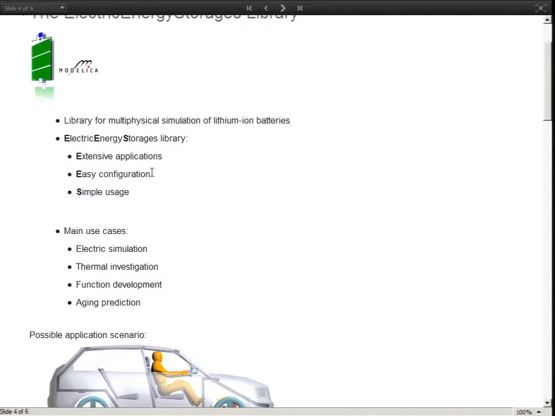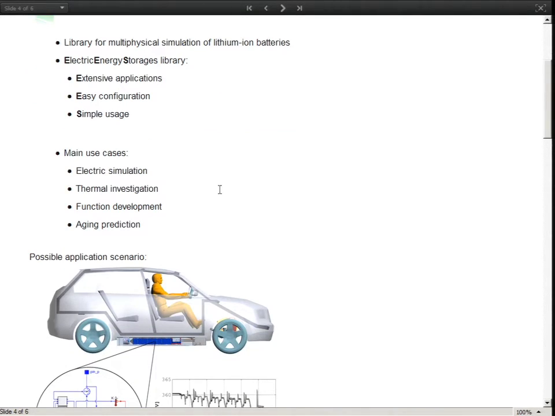The main use cases we developed our library for are, on the one hand, electric simulation of batteries. On the other hand, it's thermal investigation, so thermal behavior, for example, to consider cooling circuits of batteries, or to consider the heat up, or to determine hotspots during heat up phases, and so on. The third use case is the function development of, for example, a battery management system. And the fourth use case is the aging prediction, which this presentation is about.